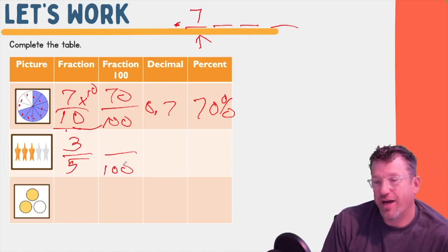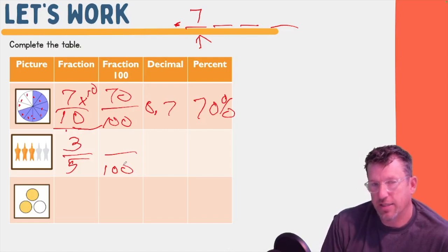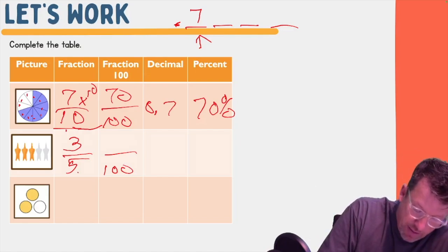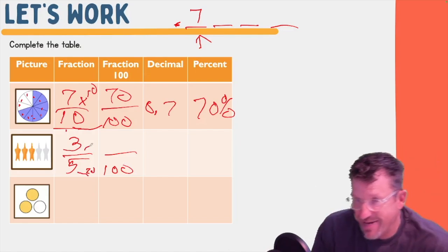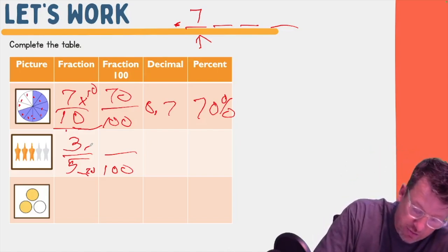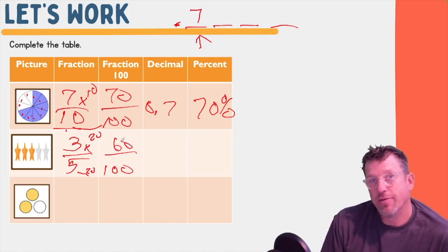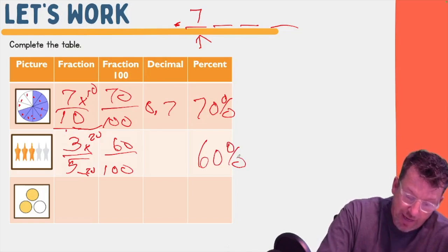How many times does 5 go into 100? What's 5 times 10? 50. Oh, that got us halfway there. So let's double that. What's 5 times 20? 20, 40, 60, 80, 100. So it's 20. So I multiplied the bottom by 20, which means I multiplied the top by 20 because it's got to be equivalent. We got to do the same. What's 3 times 20? Well, that's 60. And now we can do everything we need to do. What is anything out of 100? Is 60%.